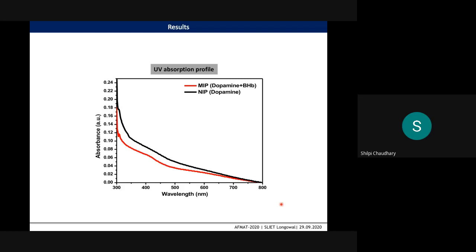So I thought, okay, let's do some UV visible absorption profile to see if I can find any discrimination between the MIP surface and the NIP surface. And you can see clearly in here, using this UV visible absorption spectra, it did not show any significant difference in absorbance of MIP and NIP surfaces.